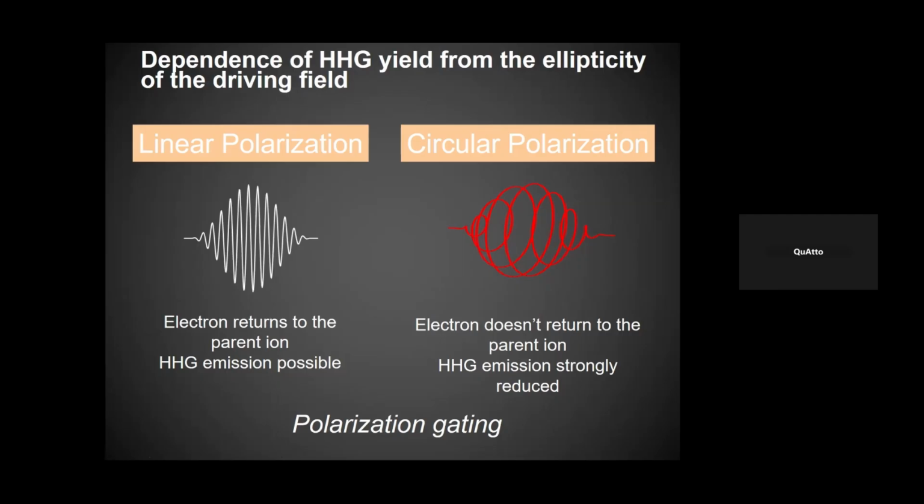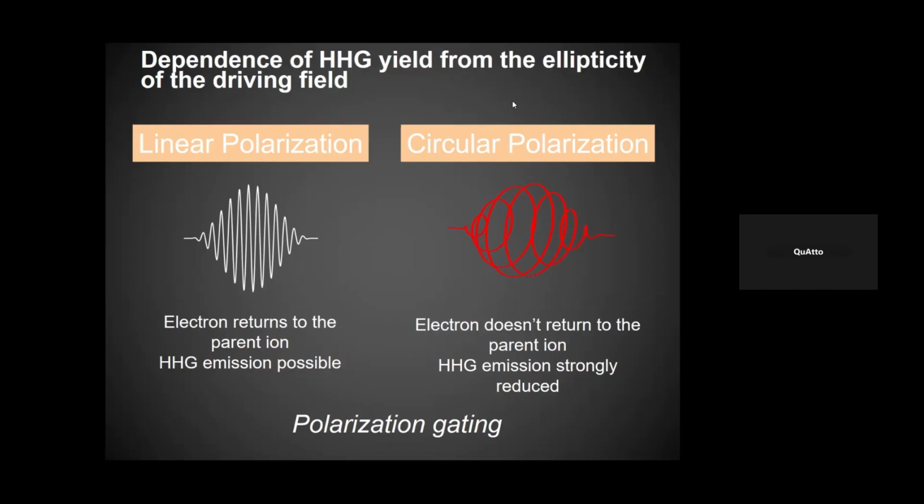Namely, if you have linearly polarized pulses like this white one, what you can have, also according to the simple three-step model, is that the electron will tunnel out and be accelerated by the electric field. Because the electron is moving ideally along a line, when the electric field changes sign, it will recollide the electron back to the parent ion, and then recombination is possible, and the photon will be emitted.